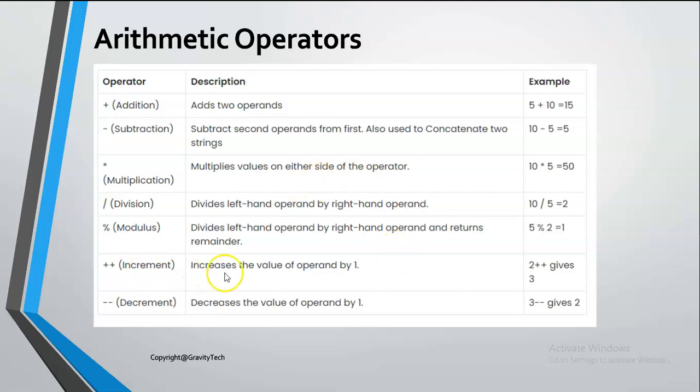Let's say, now what is plus plus? If you give 2 plus plus, that means it will become 3. When it is 3 and you do 3 minus minus, it will basically be 2 then. Why? Because it will decrease 3 by 1. Okay, these are basically the arithmetic operators.